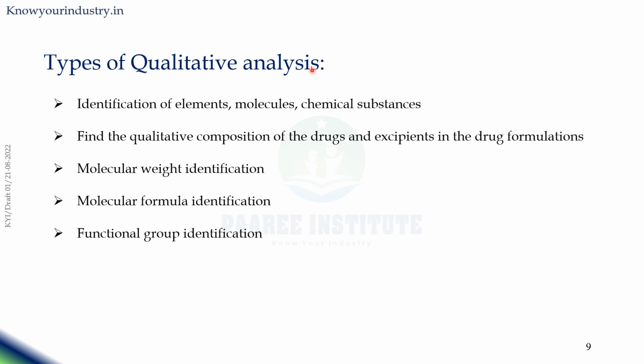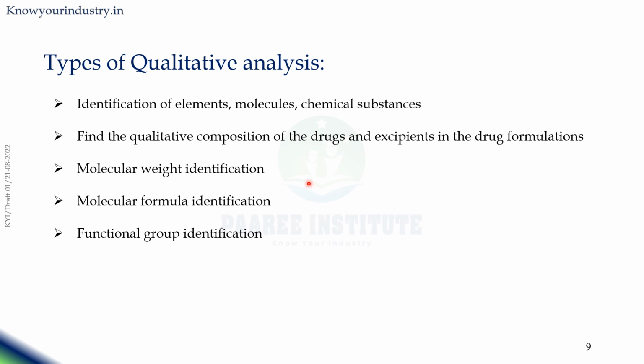What are the types of qualitative analysis? The first one is identification of elements, molecules and chemical substances. In your schooling, in 11th and 12th standard, you might have done chemical analysis where you determine the group of the compound or the salt, such as a sulfate. That is also a qualitative analysis. Then there is finding the qualitative composition of the drugs and excipients in drug formulations. A qualitative composition means, for example, the paracetamol tablet containing paracetamol, lactose, magnesium stearate, etc. That kind of composition you are determining is also a qualitative analysis.